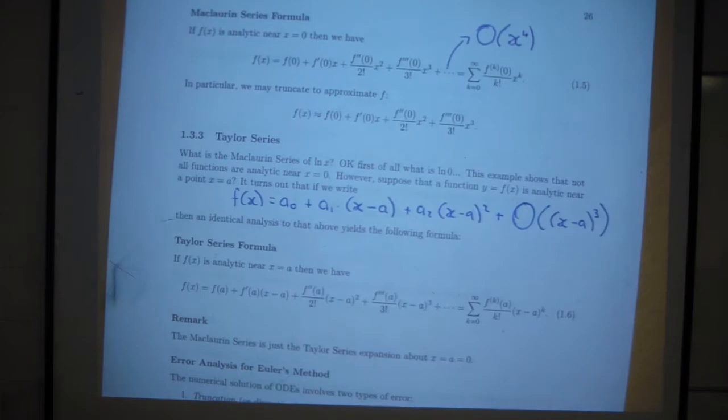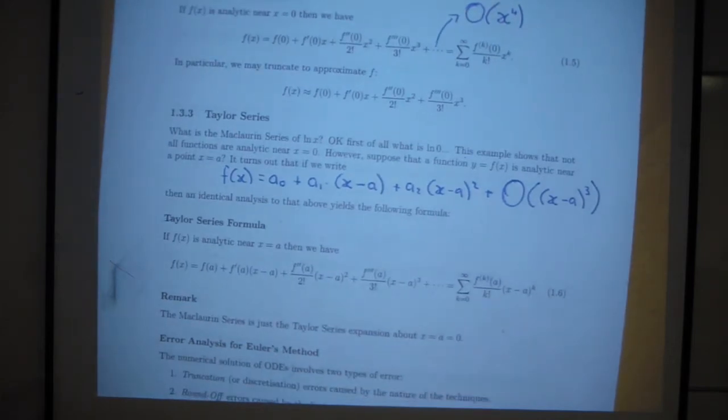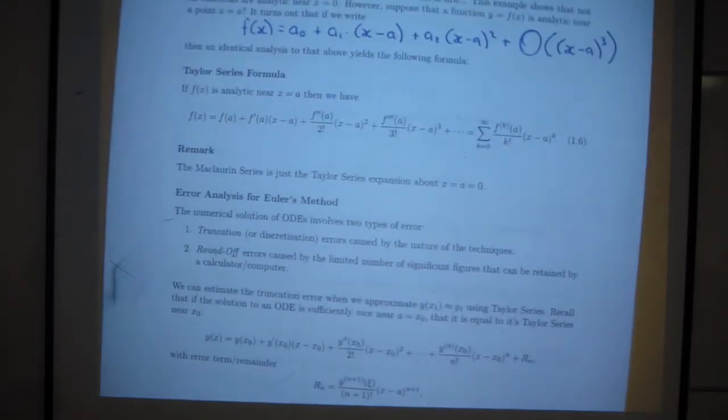They're all multiples of (x − a)^3. And remember, (x − a)^7 is (x − a)^4 times (x − a)^3. It is a multiple of that. An identical analysis gives you this formula. This is basically the same thing, except if you're not interested at x equals 0, but maybe near a different point.